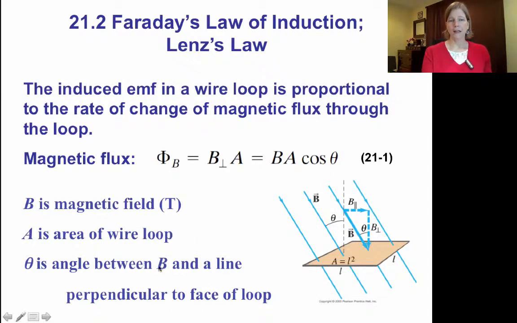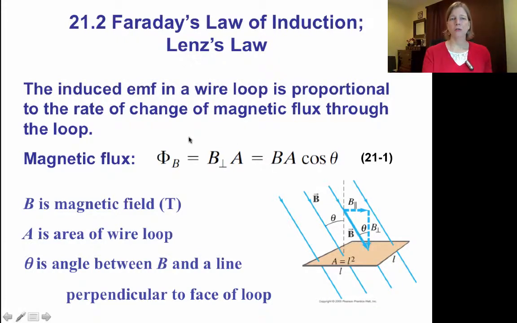And then theta is the angle between the direction of the magnetic field, shown here going from upper left to lower right, and a line perpendicular to the face of the loop. That's so that this B cosine theta becomes the perpendicular component of the magnetic field. So you could do a little bit of trig and check. Be very careful with theta. Theta is not the angle between the plane of the wire and the magnetic field. It's the angle between a perpendicular to the plane of the wire and the magnetic field.